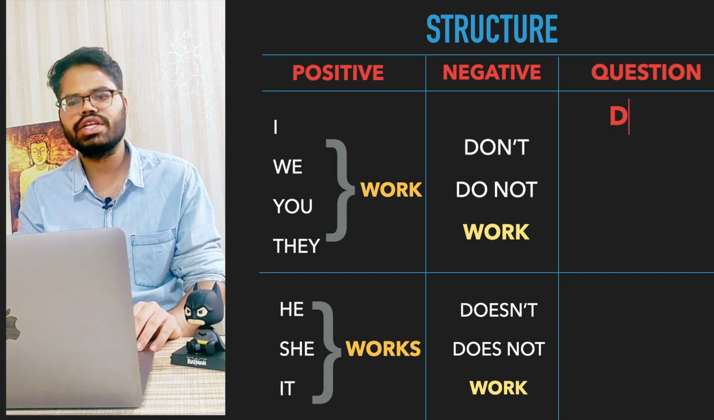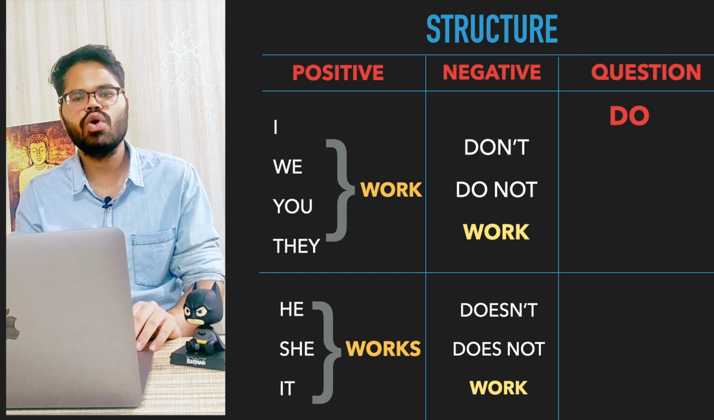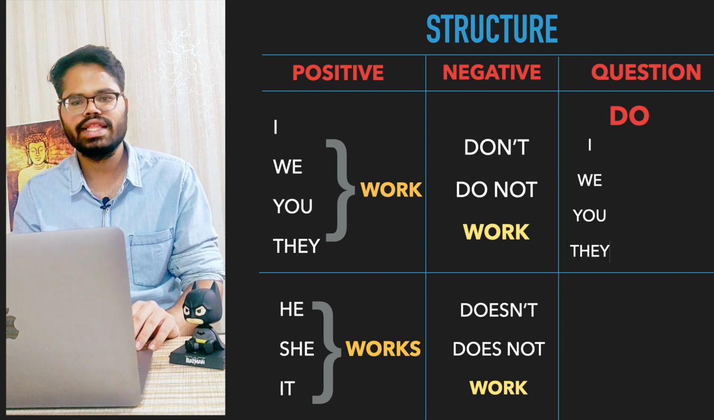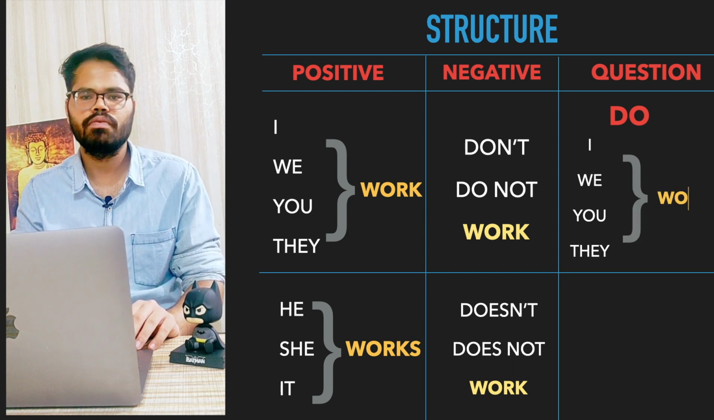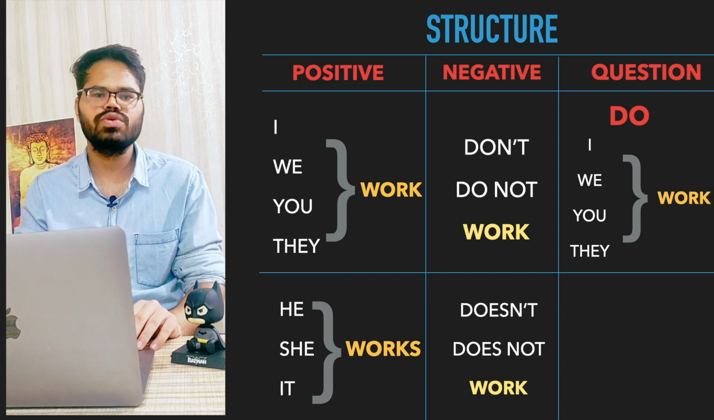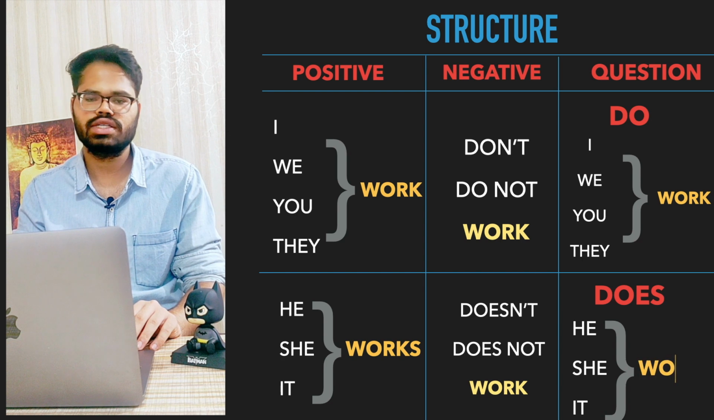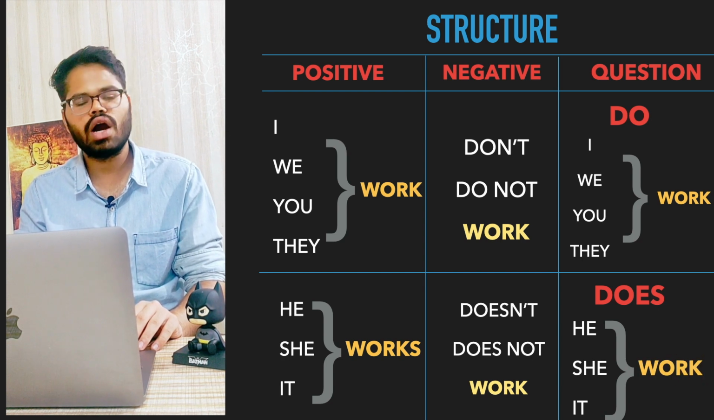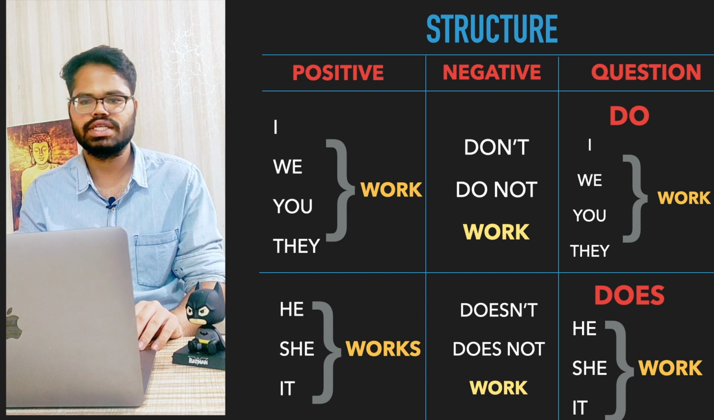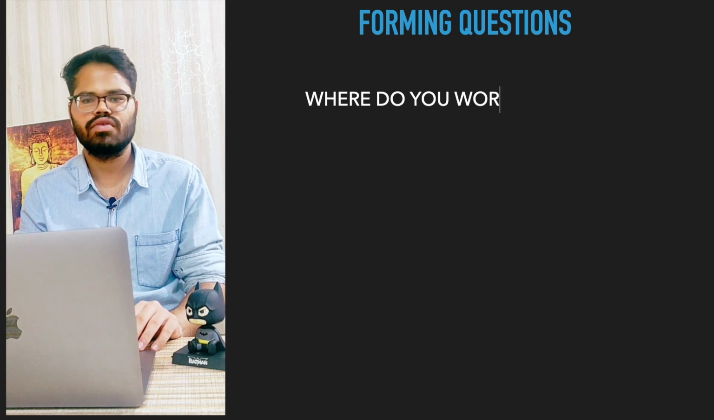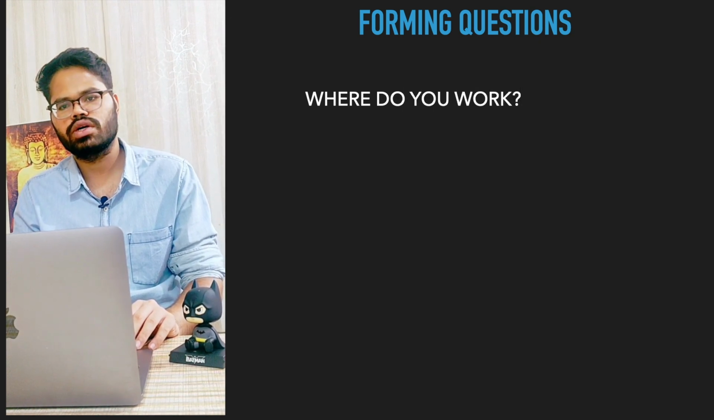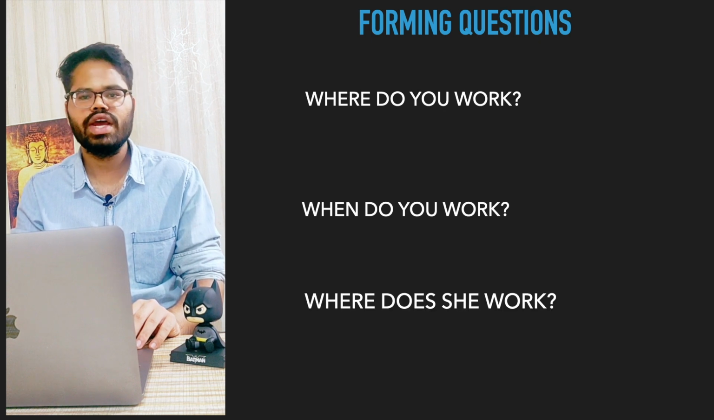If we talk about interrogative sentences, you need to add do or does before your subject. In case of I, we, you, they, you will be adding do before your subject. But when it comes to the usage of he, she, it, you will be using does. So, this was how to form a sentence using simple present tense. You can also use other interrogative words to form a question sentence. For example, where do you work? When do you work? Where does she work? So, this was all about forming a sentence using simple present tense.